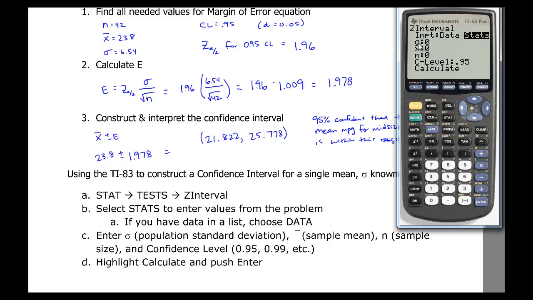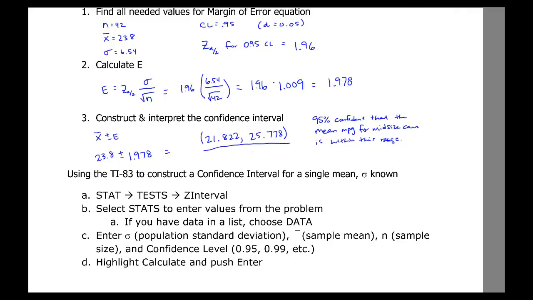So our population standard deviation is 6.54. Sample mean is 23.8. Sample size 42. The confidence level for 95% is 0.95, and then we hit calculate. There you can see the values, 21.822 up to 25.778. That's exactly the same as what we got doing it by hand. And again, the Z-interval function on your calculator is just a faster way to do it.